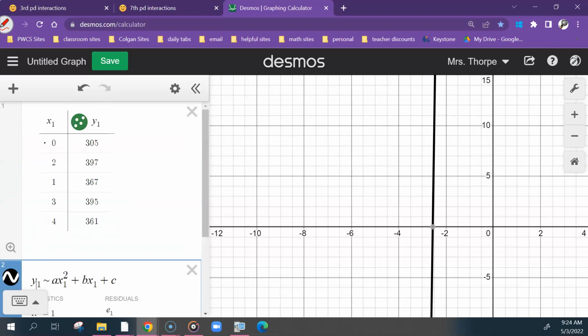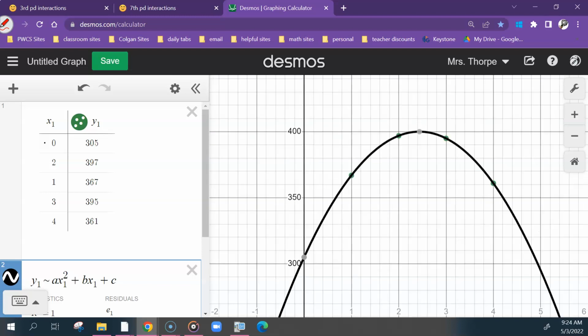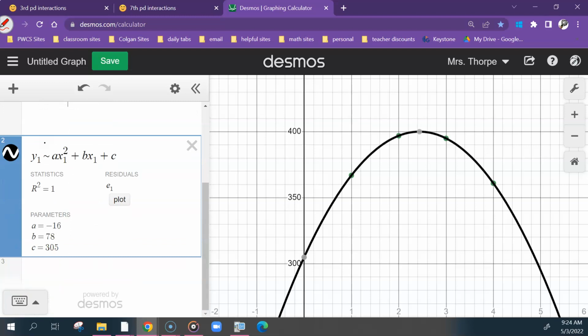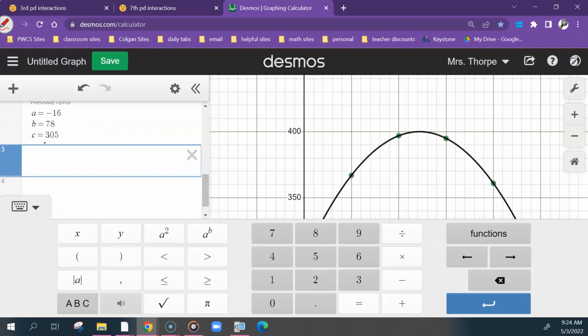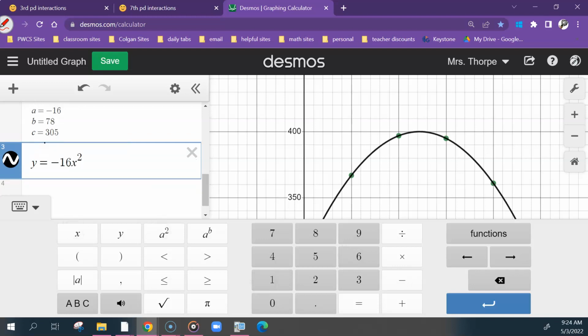When you type in this, because these numbers are like in the 300s, you won't be able to see it unless you hit this plus. And then to find the answer at 7, we're going to retype this into an equation. So y equals negative 16x squared plus 78x plus 305.